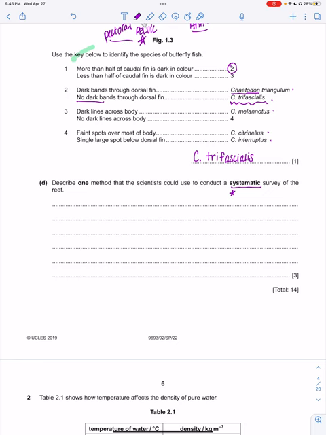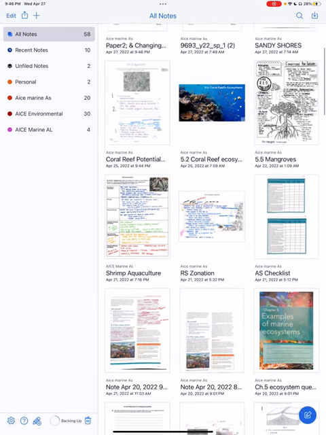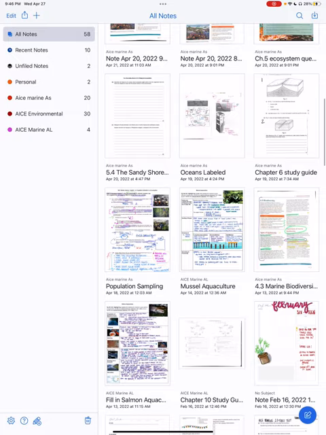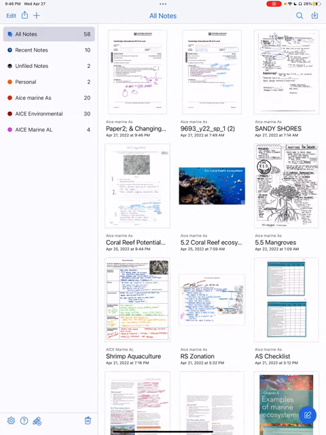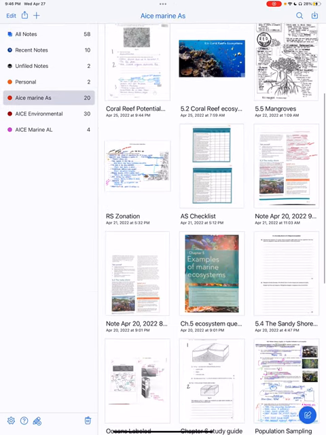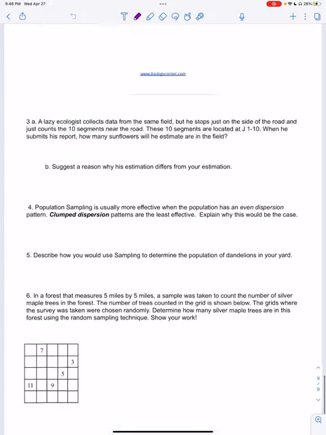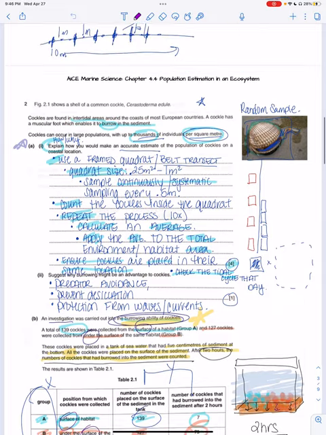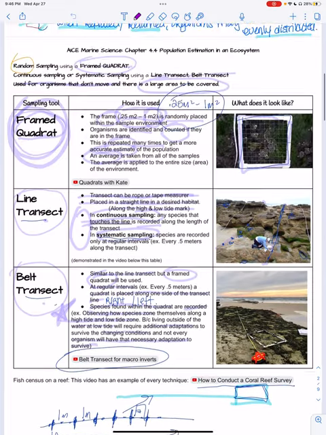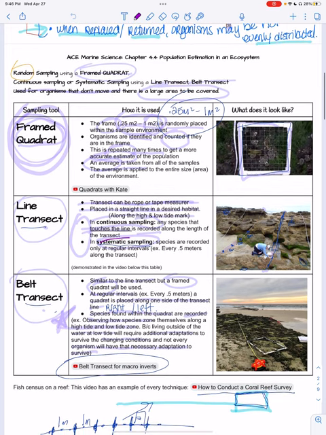So you're not going to be counting continuously. If you were going to use a line transect, I'll actually just move back here and pull it up. Okay, so systematic sampling, you're counting at regular intervals. So you will need to take care to make sure this makes sense.